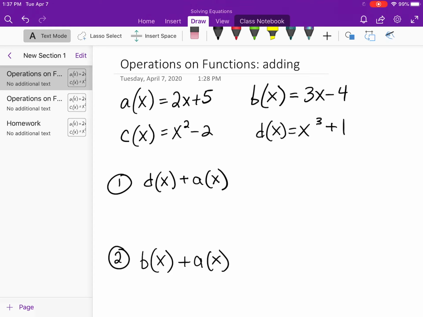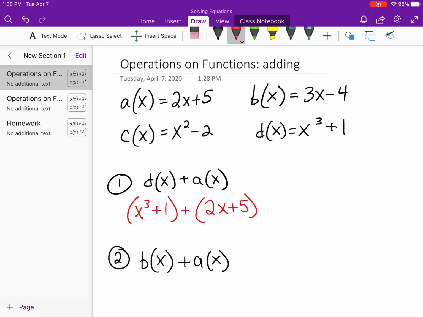As you can see, I have 4 functions listed at the top: a of x, b of x, c of x, and d of x. Each one of those functions equals a different binomial. My first problem is d of x plus a of x. So we just have to set this up on our own. I want to use my red pen. I look up at the top, I see that d of x equals x to the third plus 1, so I'm going to put that in parentheses right underneath. Then I'm going to add that to a of x. I look up to the top and I see that a of x is 2x plus 5, so I'll put plus 2x plus 5.